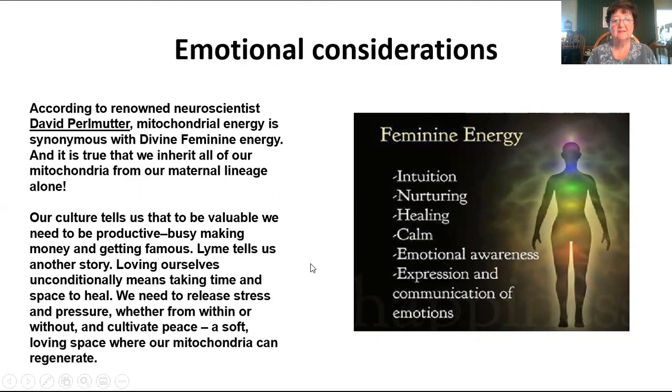Our culture tells us that to be valuable, we need to be productive, busy, making money, and getting famous. Lyme tells us another story. Loving ourselves unconditionally means taking time and space to heal. We need to release stress and pressure, whether from within or without, and cultivate peace, a soft, loving space where our mitochondria can regenerate. So maybe it's a lesson, not an imbalance.